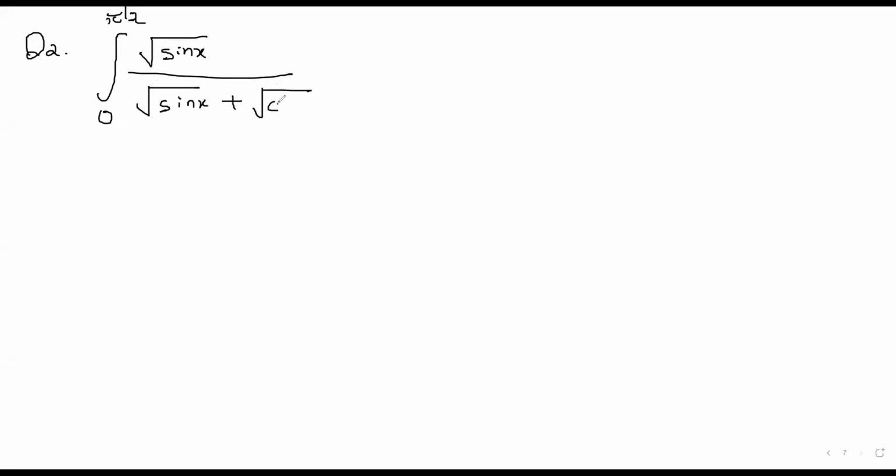Question number two. Try to solve this, 0 to pi by 2. In the end, I will tell you how you will judge that in this type of question, this property will be applied. I will also give you a shortcut to solve these questions, but please don't use it in the exam. You can use it to check your answer. Now please try this question and share your answer.